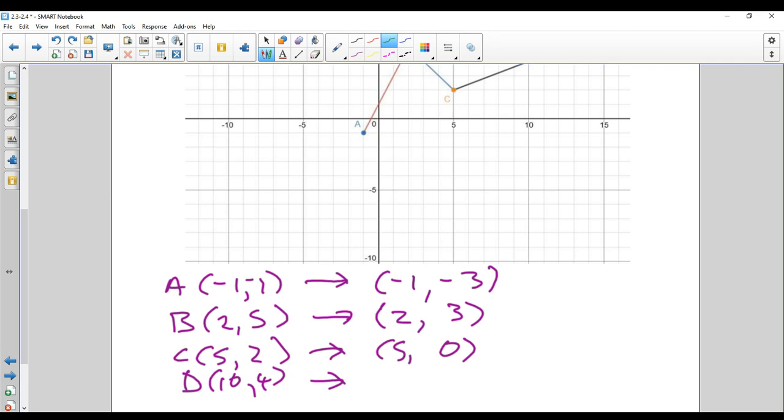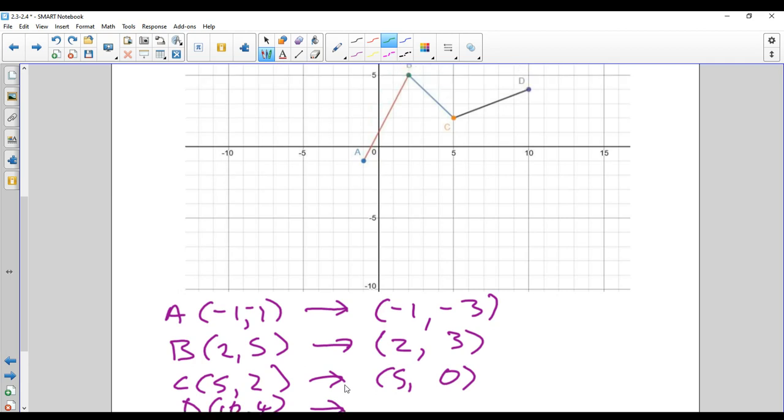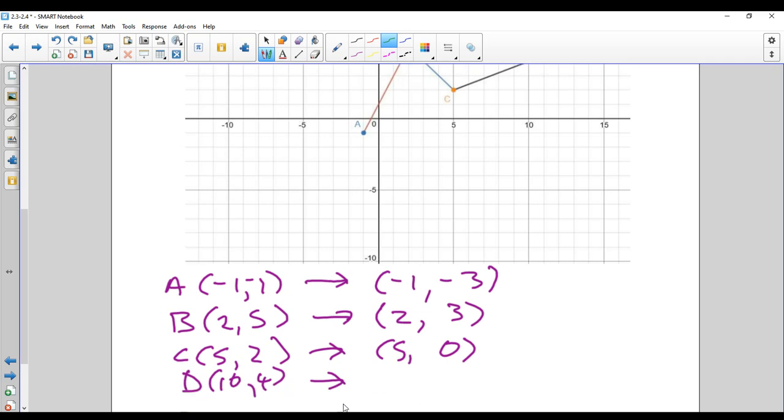And finally, what happens to the 10, 4? Let me go to Abdullah on that one. Abdullah, what happens to the 10, 4? It goes to 10, 2. Good. Okay, go ahead and put that on now. And then just join the points together into a nice smooth curve. And you should see that the whole thing basically went down by 2. Just join your lines together. I want to see everybody do that now, please.